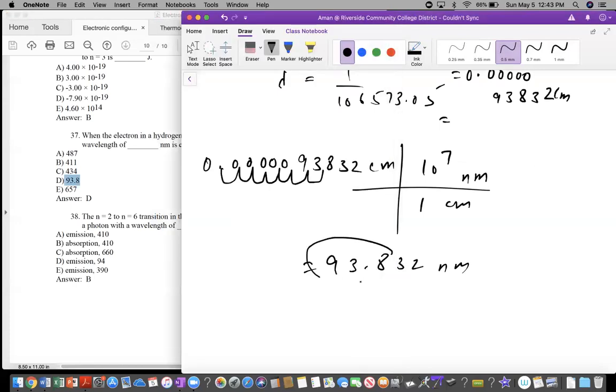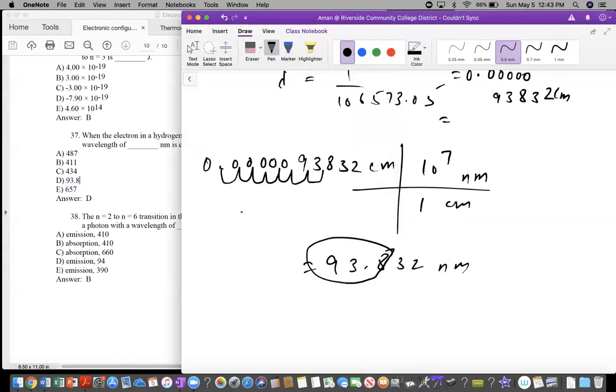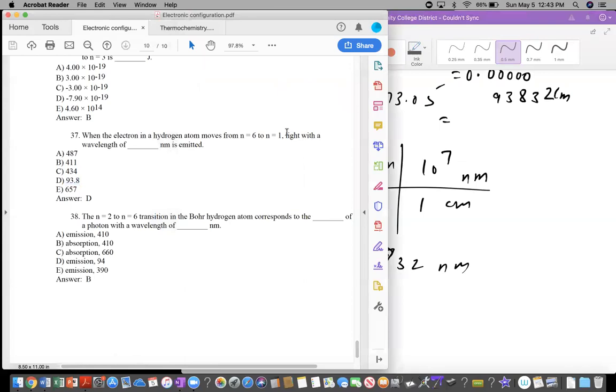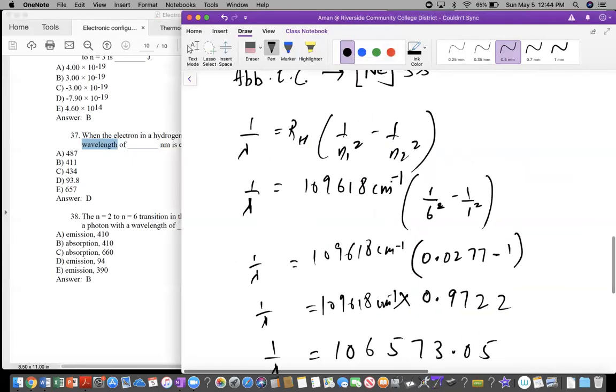So you have to divide it. You can't leave your answer as 1 over lambda, because the question says light with a wavelength of, not 1 over wavelength of, right? So you have to find the wavelength, and wavelength is lambda. So it doesn't matter, anytime you get two n's, you just put them in whichever spot. If you had done 1 over 1 squared minus 1 over 6 squared, you would have just got a positive number, and we already wanted a positive number.